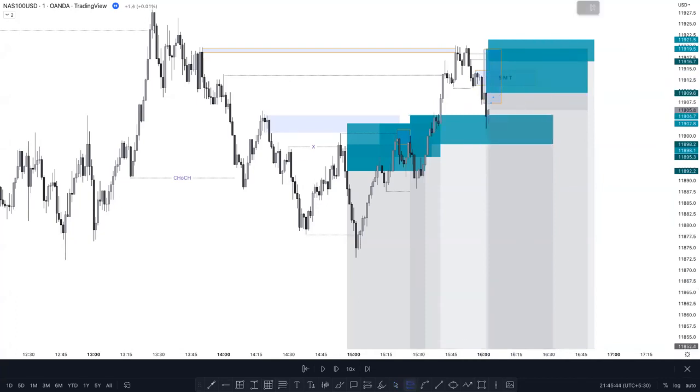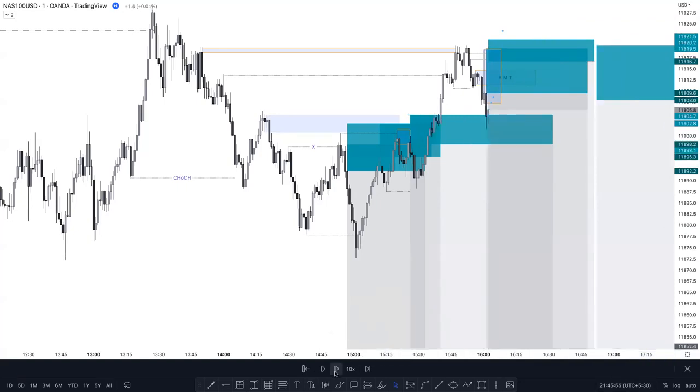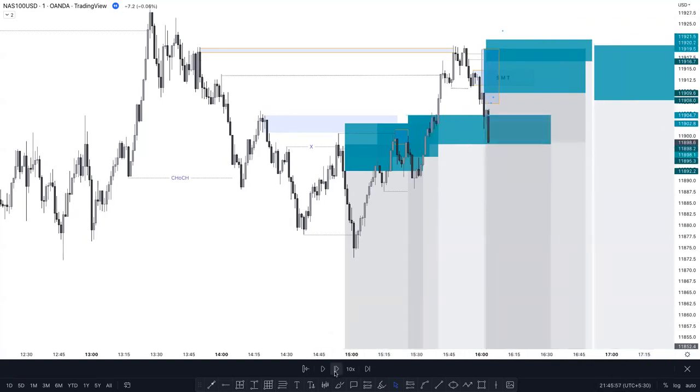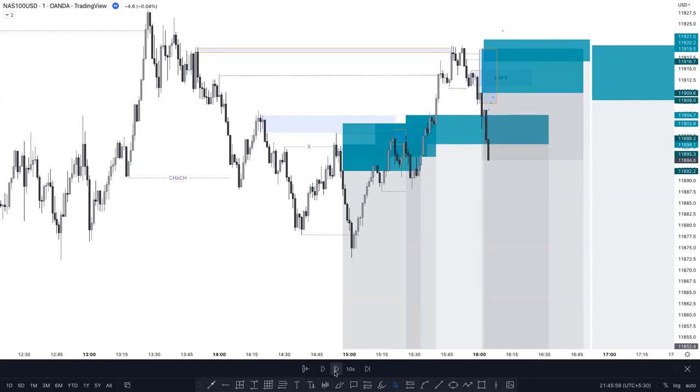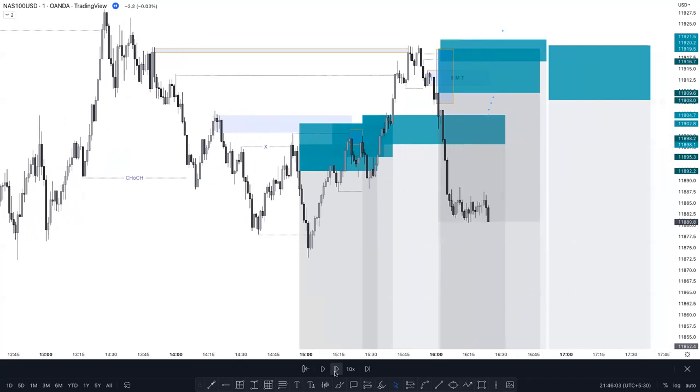So you can add one more position here, just giving you reference. So 3 entries here. Let's see if they mitigate or not. Okay, only 2 entries mitigate here.